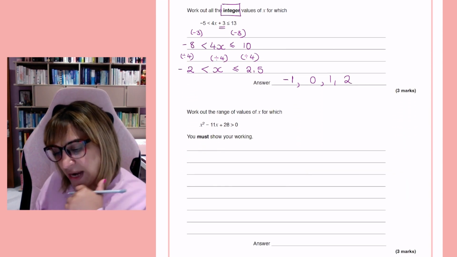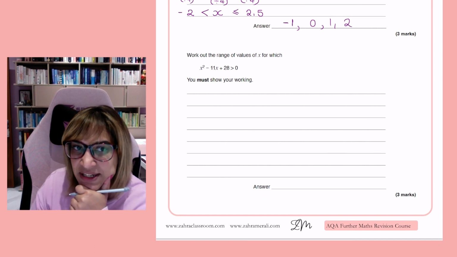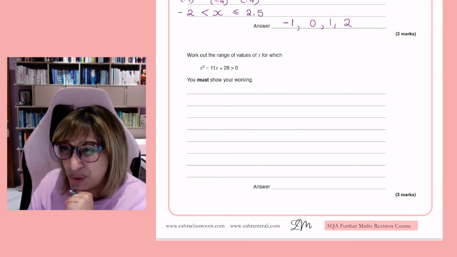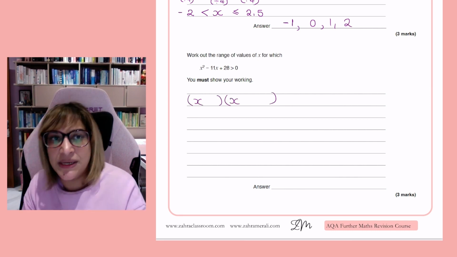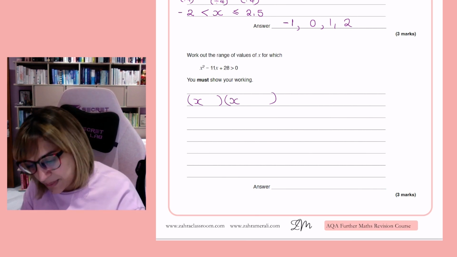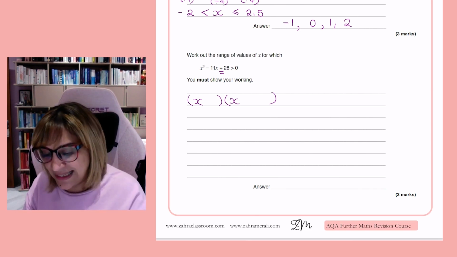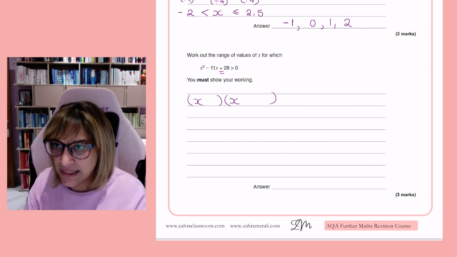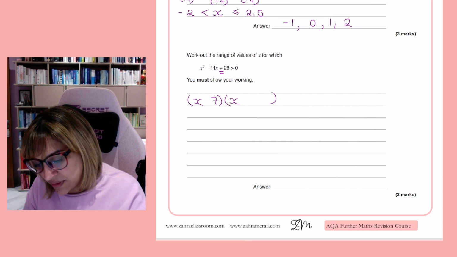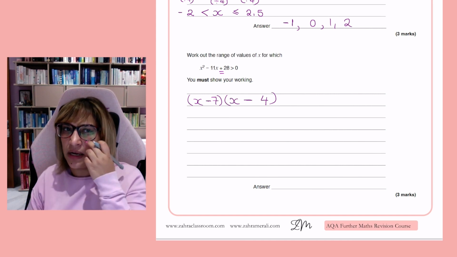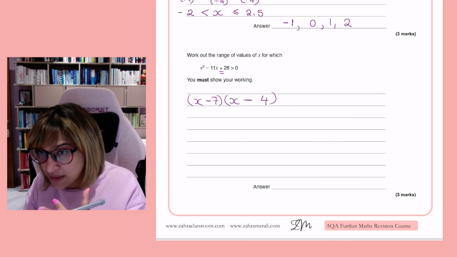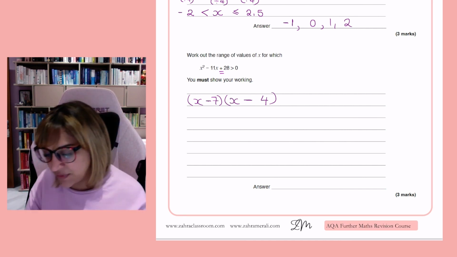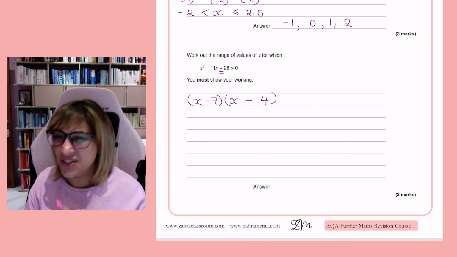Right, work out the range of values for which x squared minus 11x plus 28. Step 1, factorize. So I'm going to do that. X and x. Factors of 28. There's a plus here. So factors of 28 that add together to give me minus 11. So we're going to say, well, 7 and 4, and it's going to be minus and minus. And so I've got what we call our critical values. So my critical values are 7 and 4, because if I was to solve this equal to 0, I'd get 7 and 4.